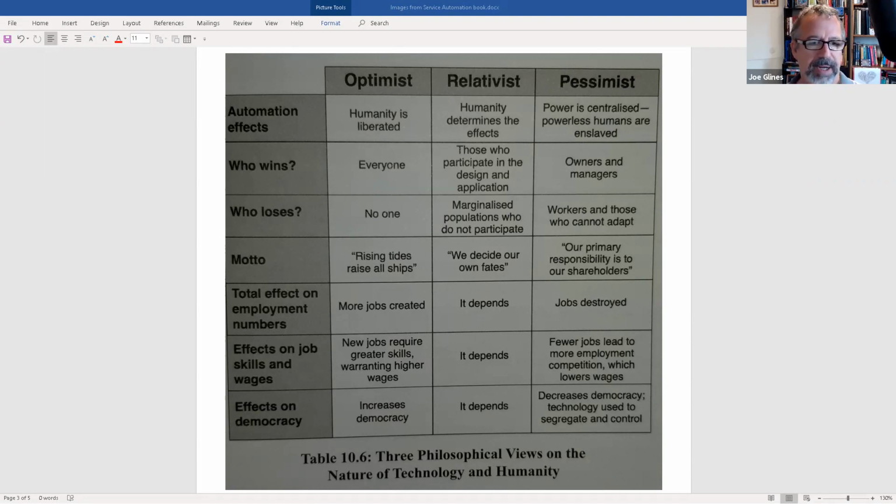Let me go ahead and jump on here with the total effect on unemployment numbers. So the Optimist is saying more jobs created. The Relativist is saying it depends. And the Pessimist says jobs destroyed. Again, I think we've rehashed this a couple times already. I wouldn't say more jobs created. I would say different, higher paying, more interesting jobs created.